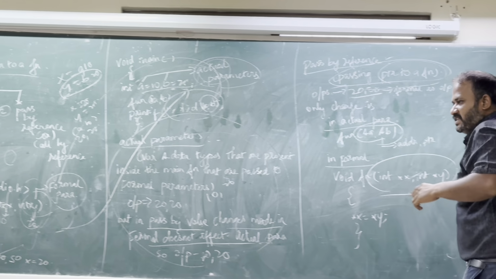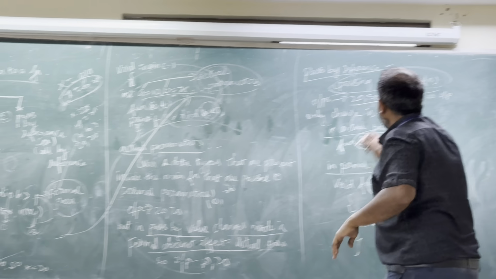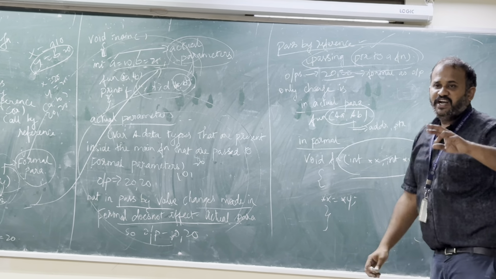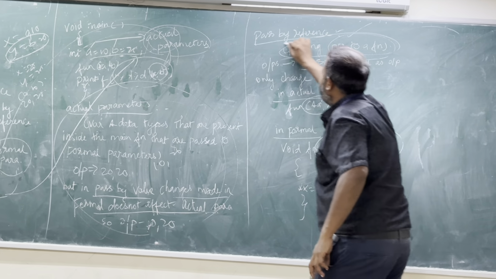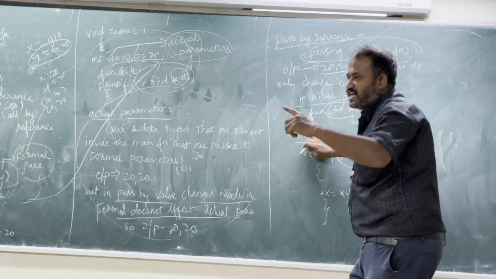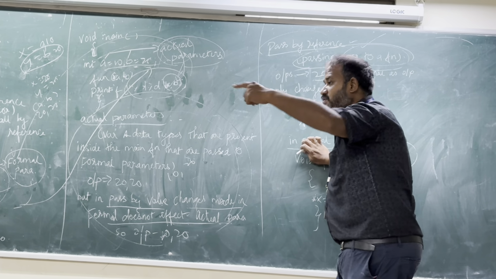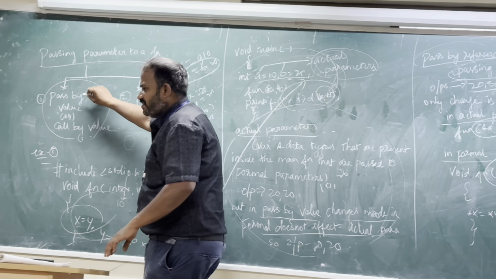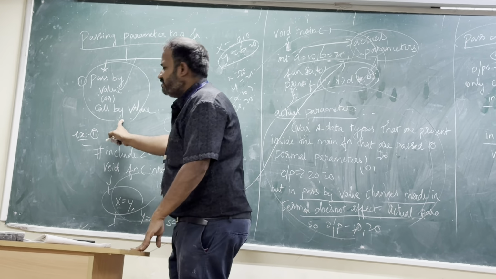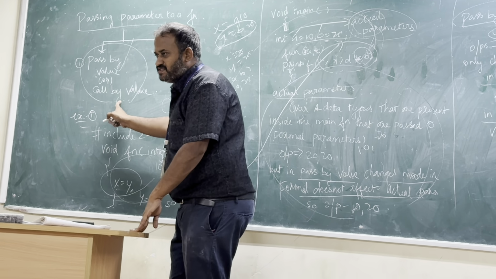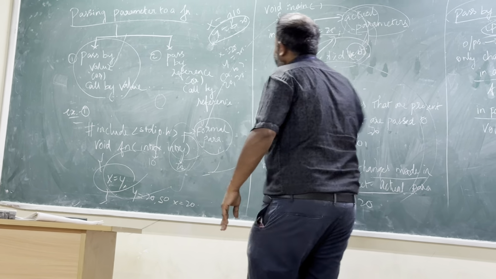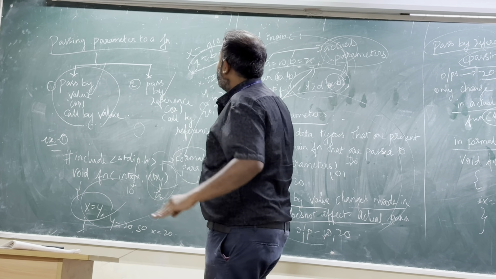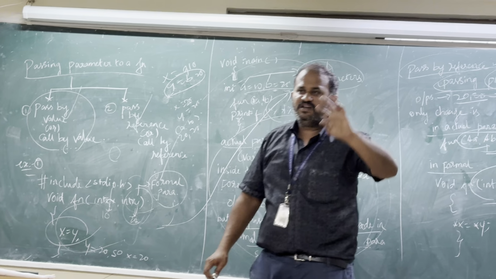Able to understand here? Fine? And one more thing, they can ask you the question indirectly. Passing a pointer to a function means you have to write pass by reference. If they ask about passing a value to a function, write call by value. Passing value to a function means call by value. Passing pointer to a function means call by reference. Right? So this is your passing parameter to a function: call by reference, call by value.